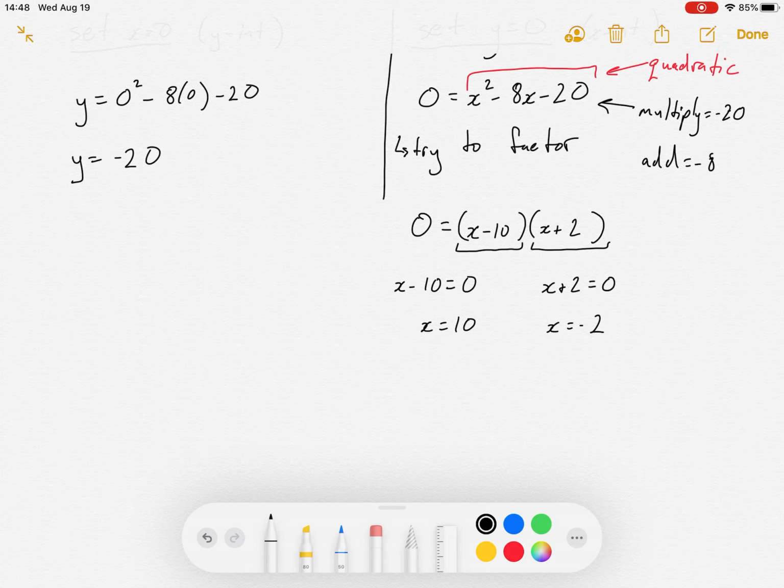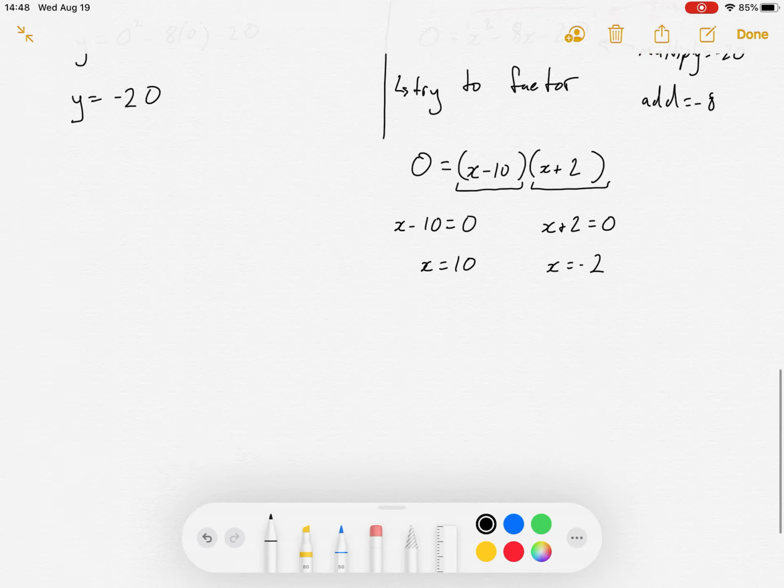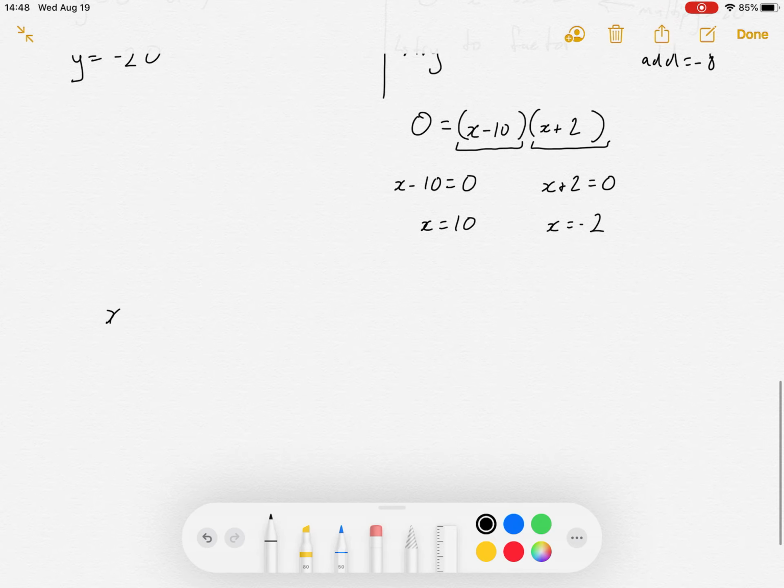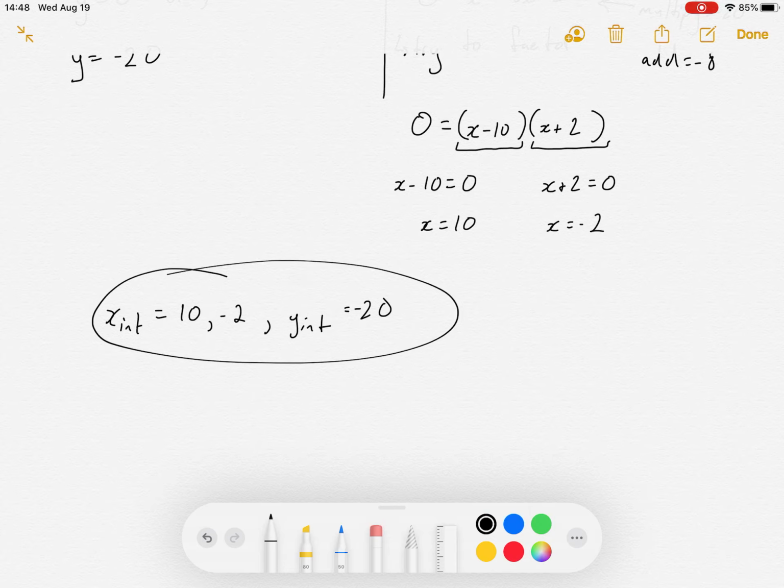And that should agree with the graph if you graphed it. So to summarize our answer, we have the x-intercepts, which are 10 and negative 2. And then we also have the y-intercept, which is negative 20. We are done with that problem. Great.